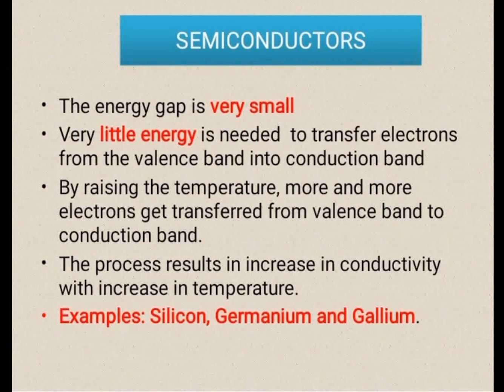Now we shall discuss the properties of semiconductors. The energy gap is very small. Very little energy is needed to transfer the electrons from the valence band into the conduction band. By raising the temperature, more and more electrons get transferred from the valence band to the conduction band. The process results in an increase in conductivity with increase in temperature. Some examples of semiconductors are silicon, germanium and gallium.